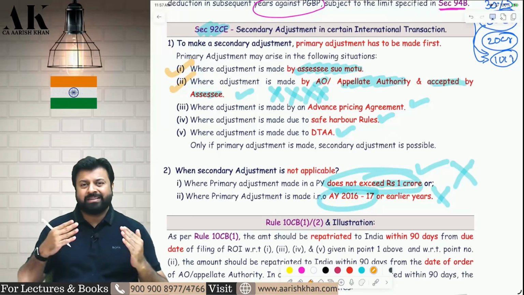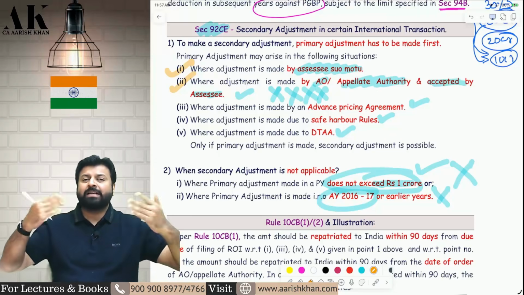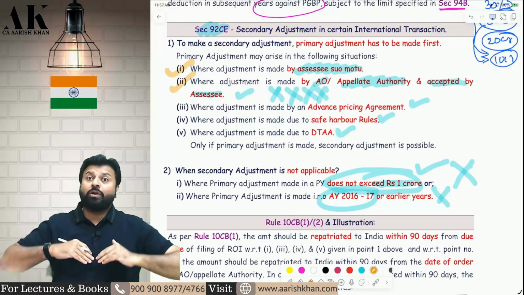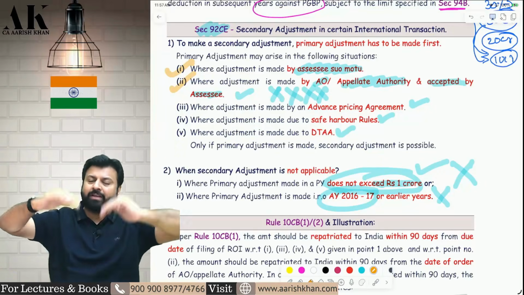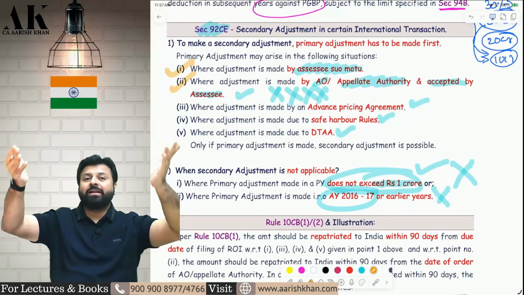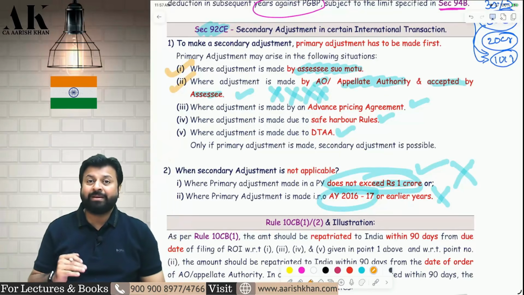What is primary adjustment? It is nothing but the difference between your actual price and arm's length price. Actual royalty paid is 150 crore. Arm's length royalty is only 100. So you are paying extra 50 crore. Add back. That extra 50 crore will be called as deemed loan if you don't bring back the money within specified time.